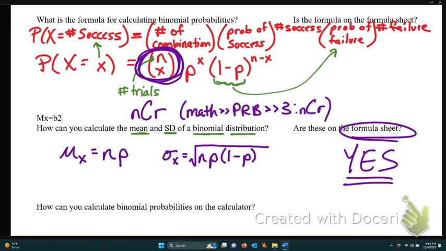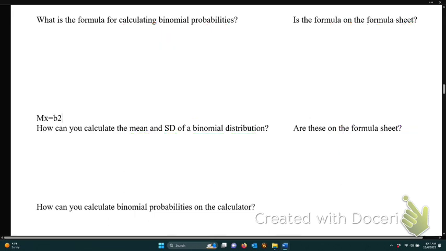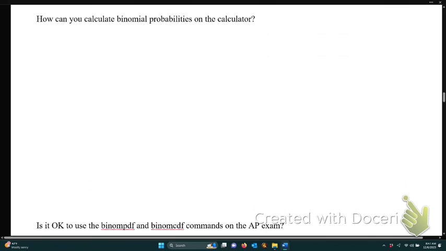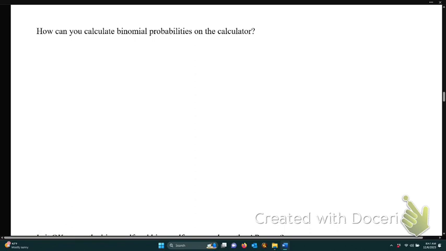Okay, cool. All right, now for the big one here. This is what you really probably want to know from me: how do you calculate binomial probabilities on the calculator? I'm going to start with how to calculate the probability that X equals a specific number of successes. This is how you use the calculator to calculate an exact number of successes.